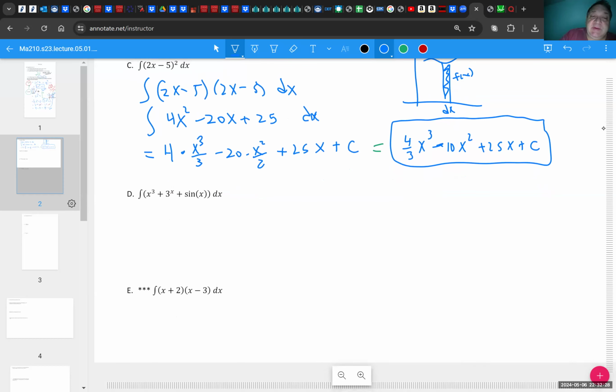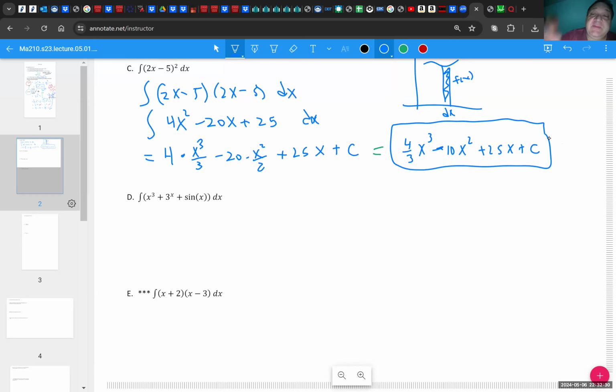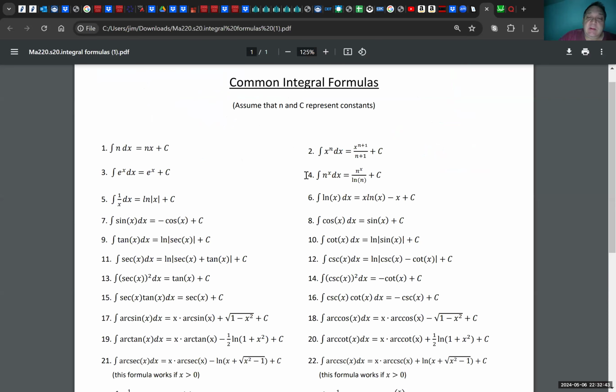D, what do we do with D? Well, again, we have a sum of things, so we can do each of these separately. Do I recognize x cubed? Yeah, that's one I just used. Is 3 to the x one of my recognizable formulas? In fact, it is. It's right here, number 4.